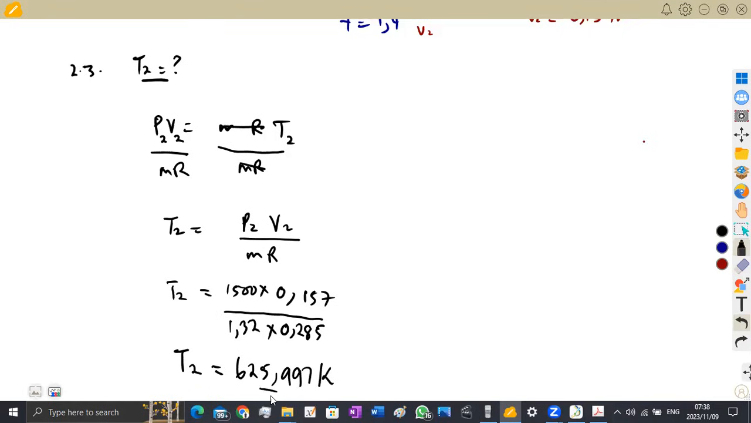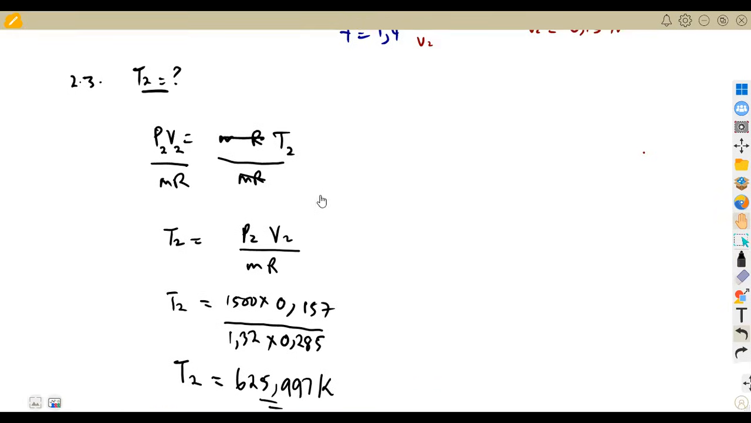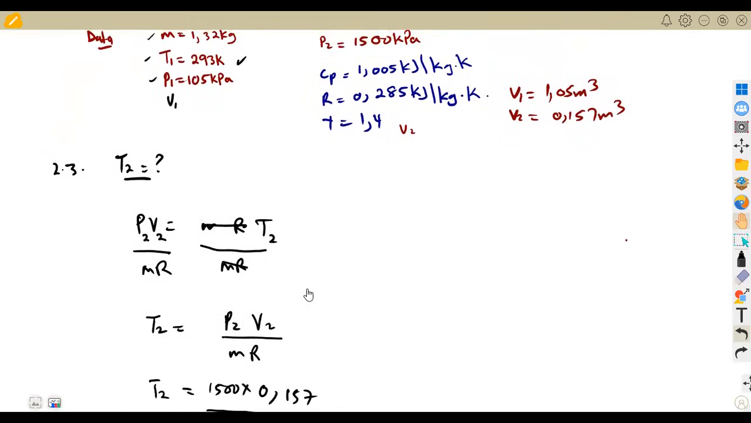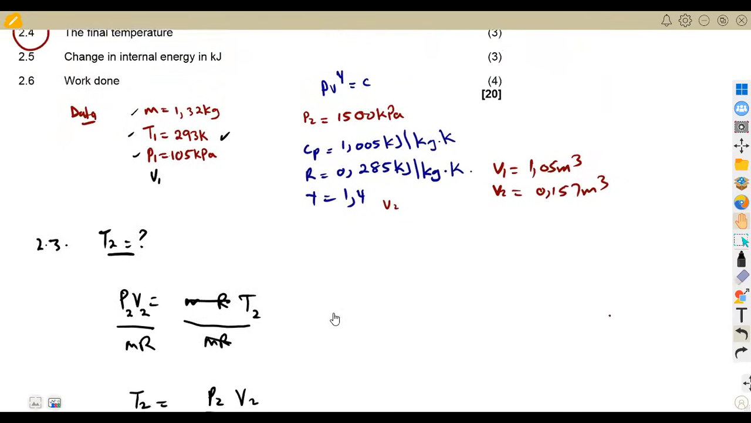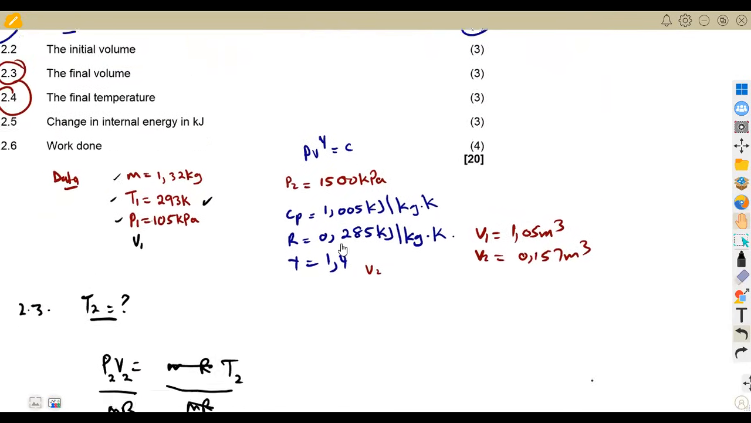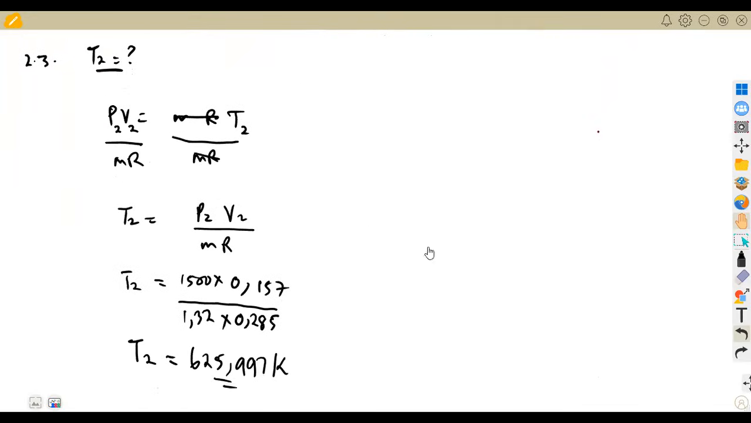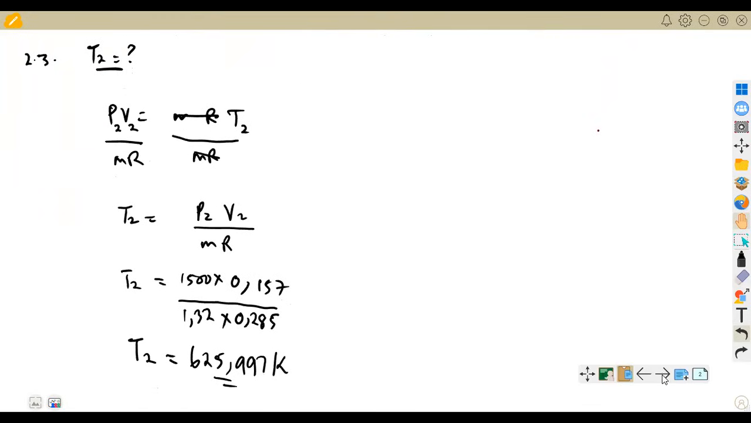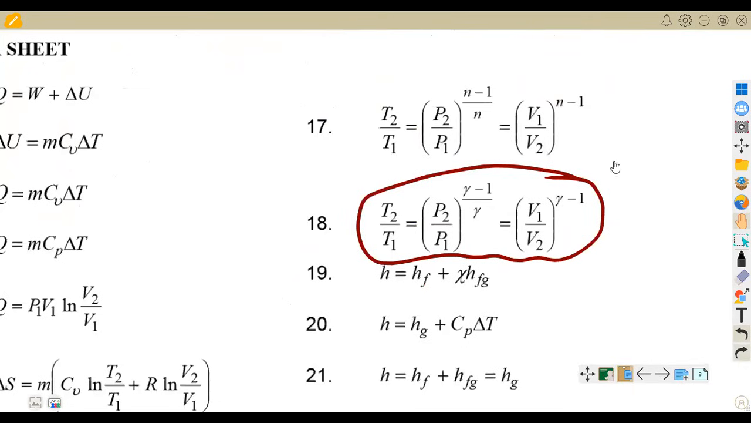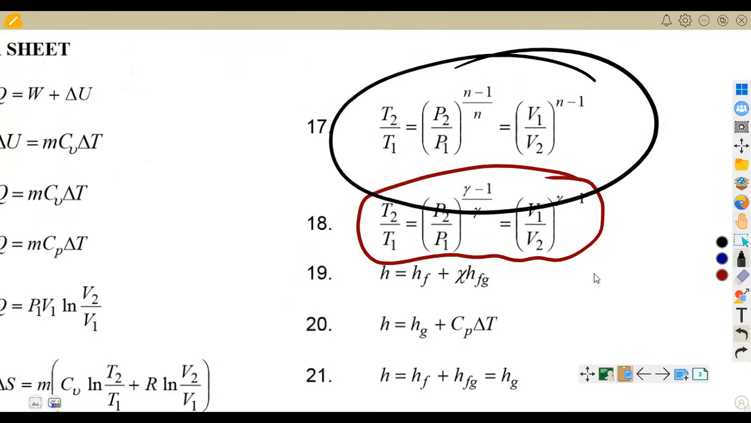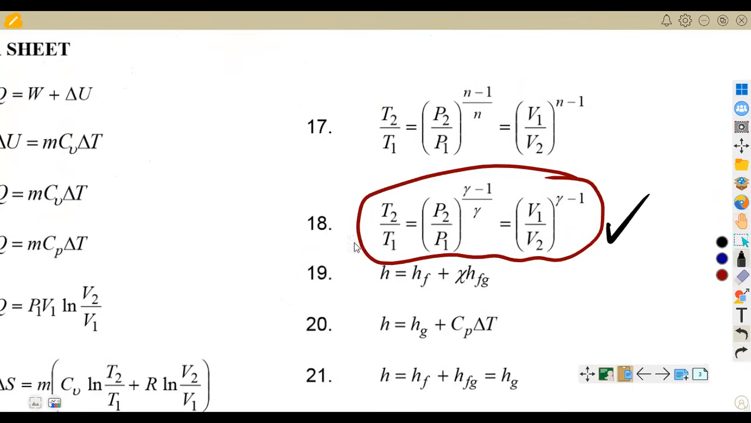625.997 Kelvin, right? It is because of the decimal places, we are using rounded off figures. So even if you are to use another formula, you are going to see that it is going to affect you at the end. Remember there is this formula that we saw from our formula sheet. Let me just explain also from there. From this formula, that is the one that we referred to here.